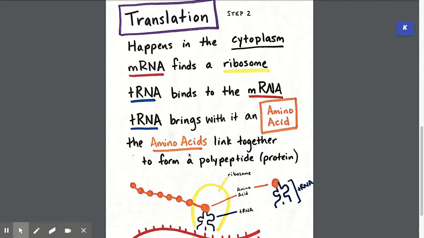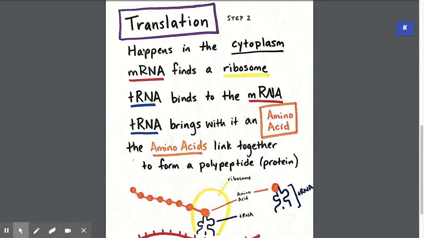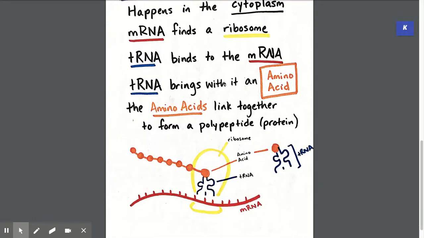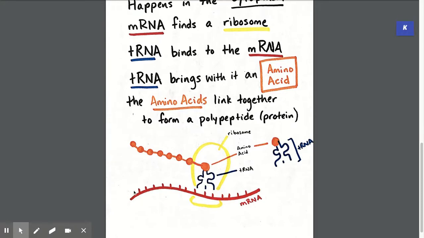And here we are at step 2, translation. This happens in the cytoplasm on a ribosome. So the mRNA is going to find a ribosome. Again, the ribosomes are free-floating or bound within the cell. And once the mRNA finds a ribosome, here we have our mRNA, and then in yellow out here, this is our ribosome.